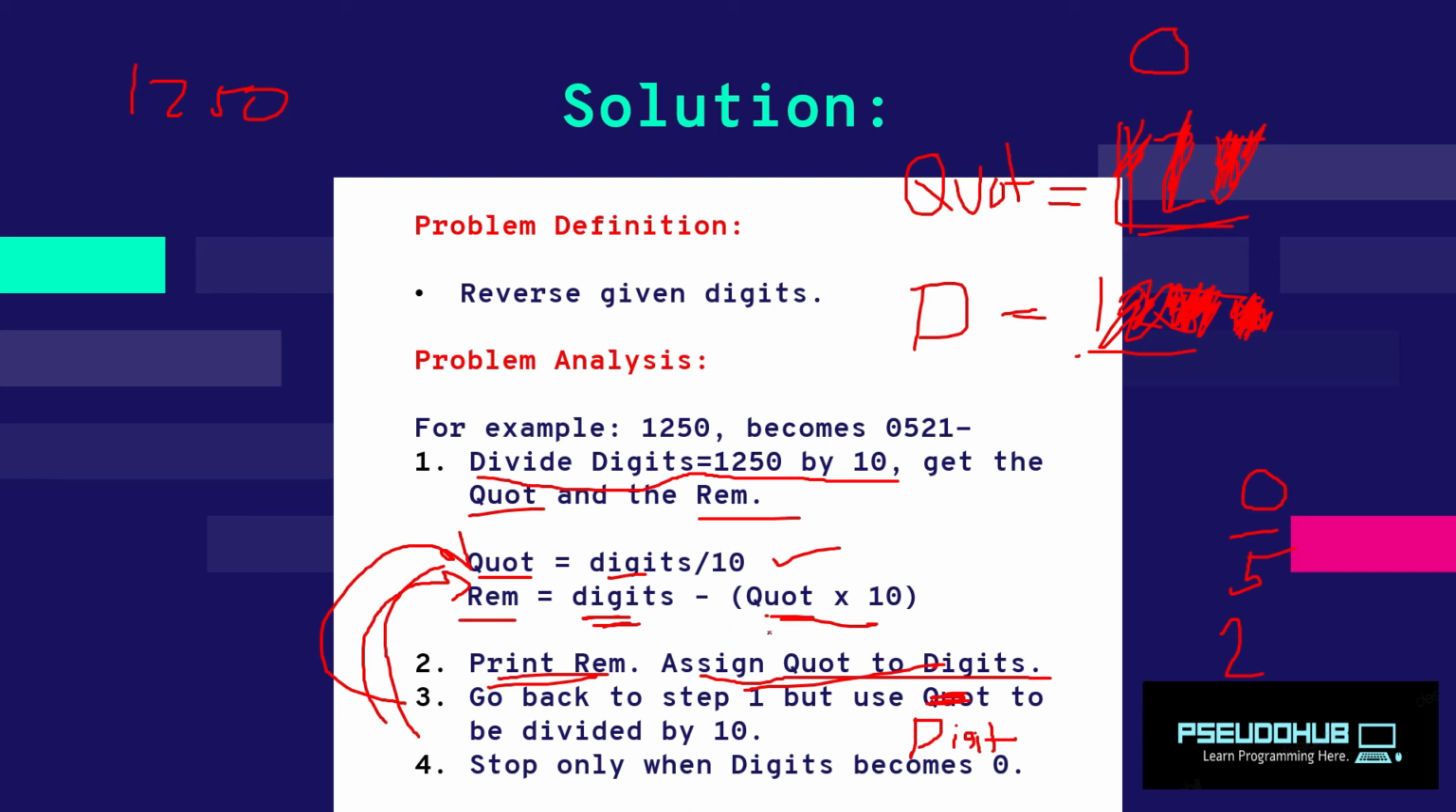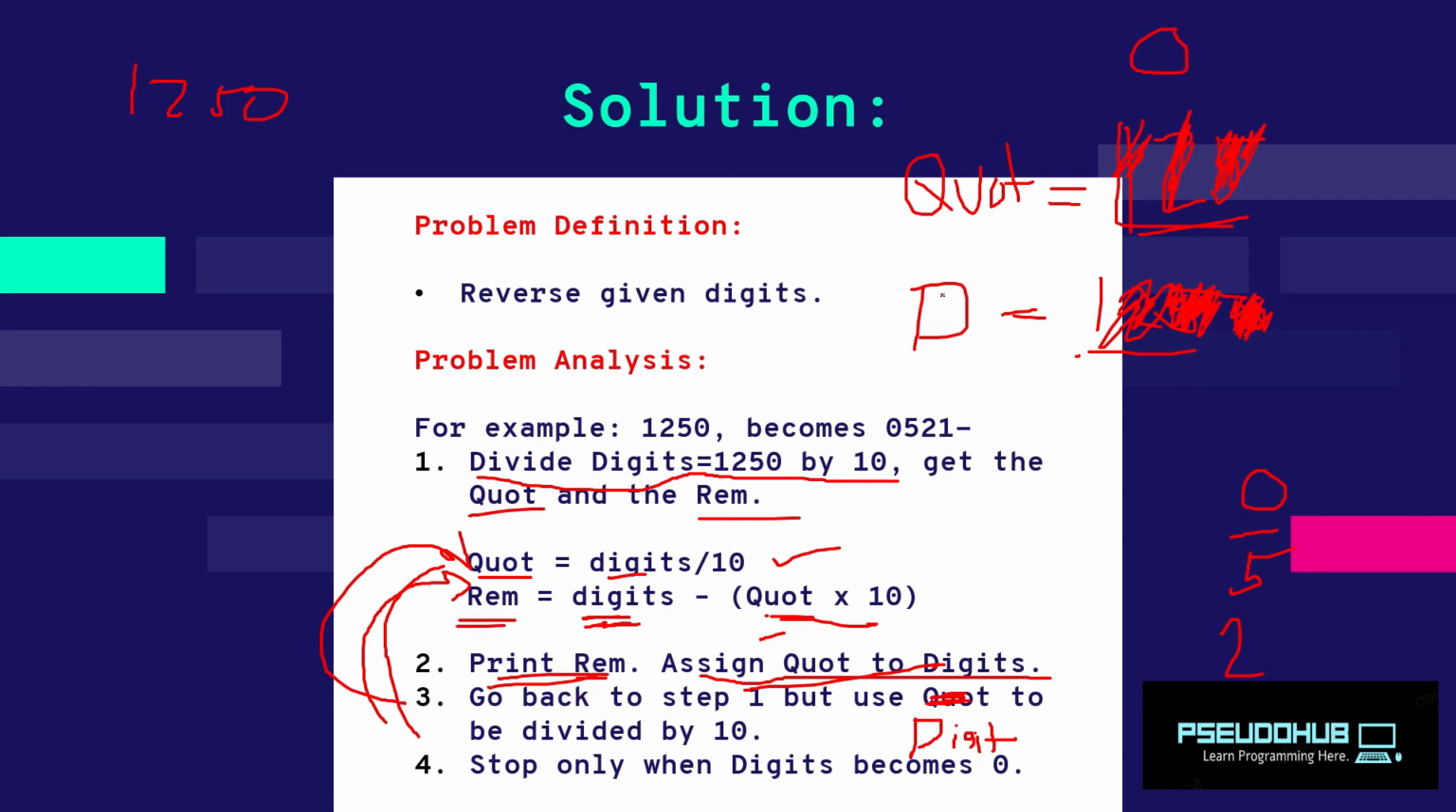Okay? So, quotient is currently 0. So, 0 times 10 is equals to 0. So, ang digit is currently 1. So, 1 minus 0, I know, 1. 1 minus 0 is 1. So, that's the remainder. So, i-print na nato. So, gi-print na nato.